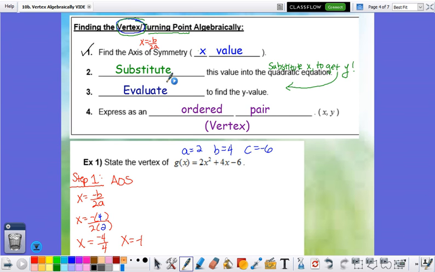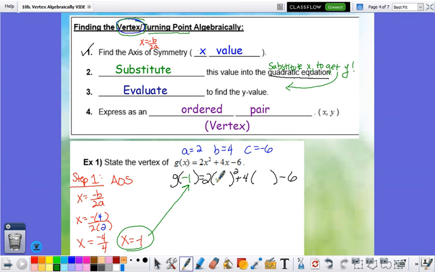Step 2, we're asked to substitute into the quadratic equation. So my quadratic equation this time is g of x equals 2 times x squared plus 4 times x minus 6. But anywhere I see an x, I know I'm going to be substituting in my negative 1, my x value from my axis of symmetry. So if I substitute in negative 1 everywhere for x, I need to carefully evaluate the right side because I'm curious, when I input negative 1, what is the output?